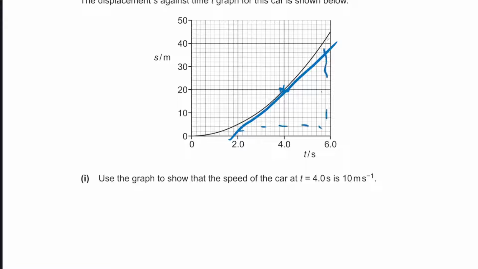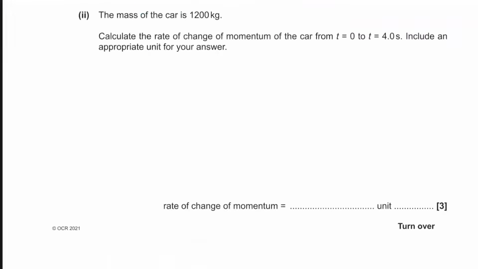Make yourself a nice triangle and you'll find that the gradient is about that. What does it end up being? Yeah, you'll just find that it ends up being about that. You know how to do that, come on. Okay, the mass of the car is that. Calculate the rate of change of momentum of the car from T to blah, blah, blah.